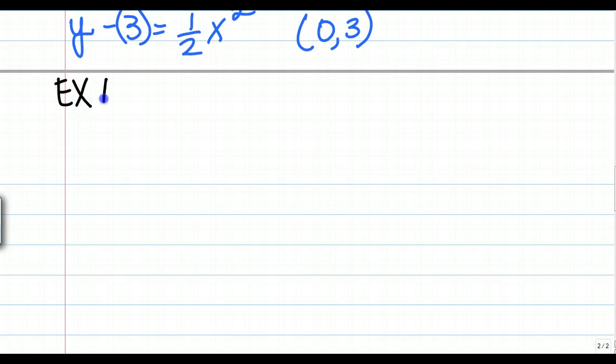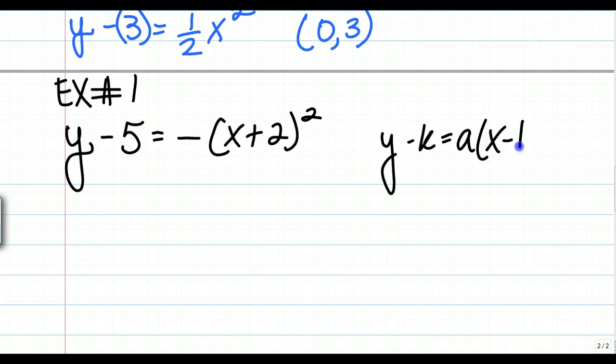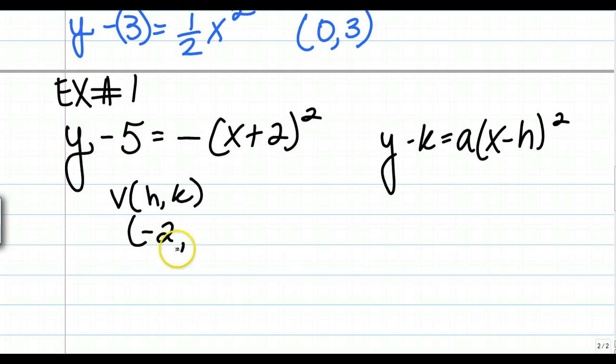Let's do example number 1. I'm giving you the equation y minus 5 equals negative x plus 2 squared. So again, we're looking at the y minus k equals a times x minus h squared equation. We're going to find our vertex, which is h comma k. So we know that h is going to be negative 2 because it's the opposite of whatever sign, and this is going to be a positive 5 for my k. So this is my vertex.